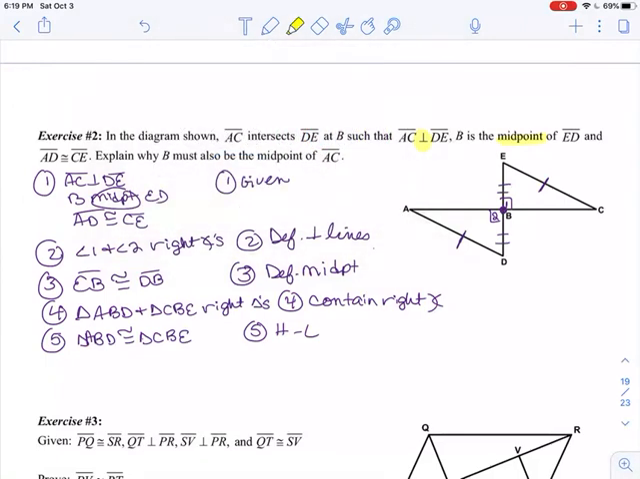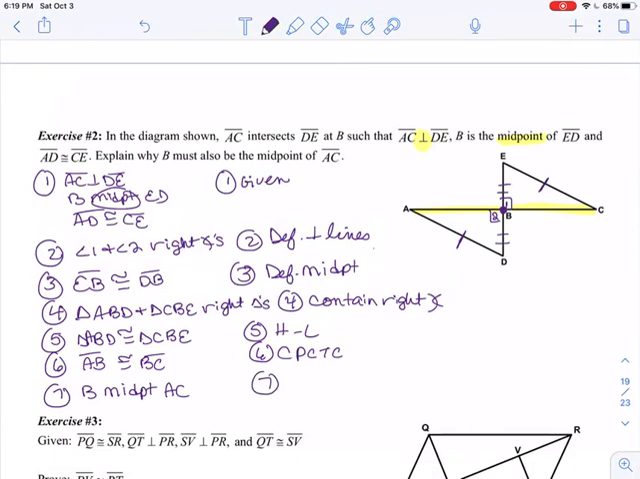I want to prove that B is the midpoint of AC. So basically, I'm trying to prove, let me highlight it, that B is the midpoint of AC. So I have to say that AB is congruent to CB, which once the triangles are congruent, I actually know that AB is congruent to BC by CPCTC. And if AB is congruent to BC, then that means that B is the midpoint of AC. And that's just the definition of midpoint.